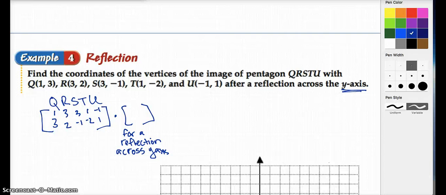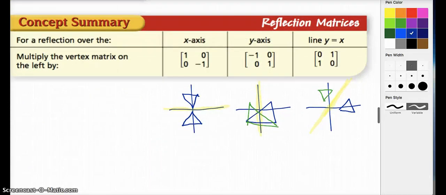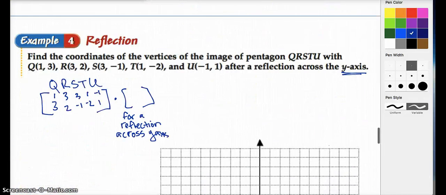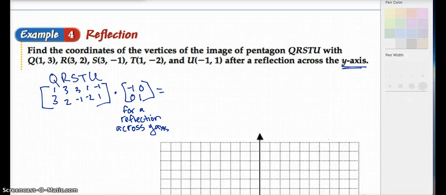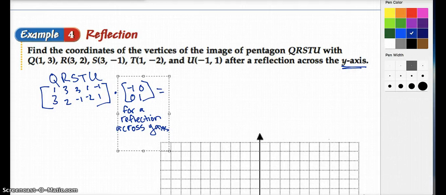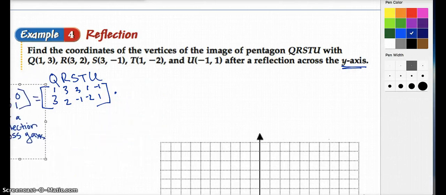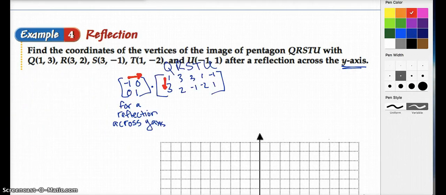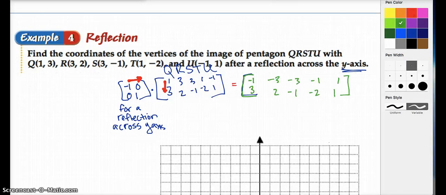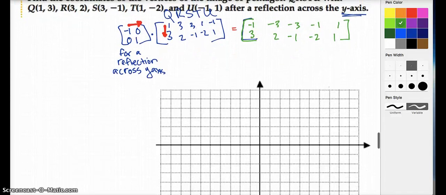So I've written the matrix that refers to the vertices, and now for a reflection across the y-axis, this is the matrix that I need to use, and so I'm going to multiply the two. Realizing I can't do it this way, I'm going to take this whole thing and move it over here, and multiply it like this. Now that we have it oriented correctly, we're going to multiply through. After multiplying through, we get this matrix, and now we need to graph Q prime, R prime, S prime, T prime, U prime. And I color coded them so that you can see which one is which.